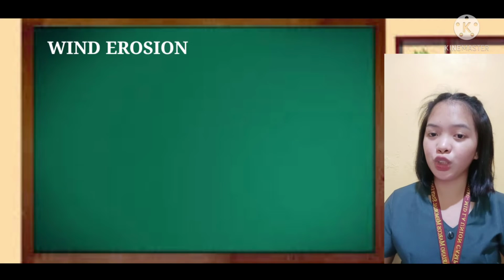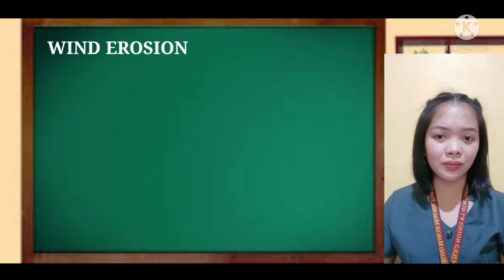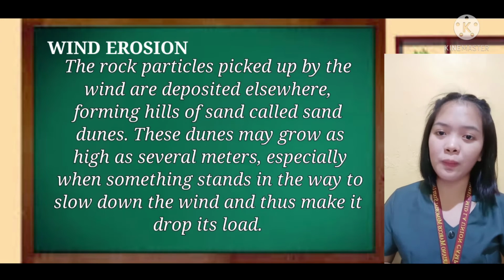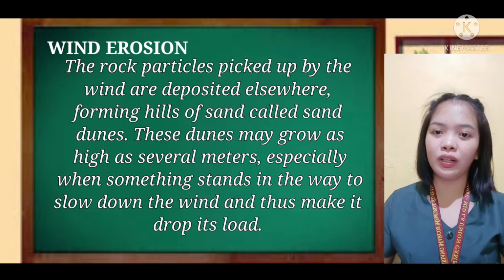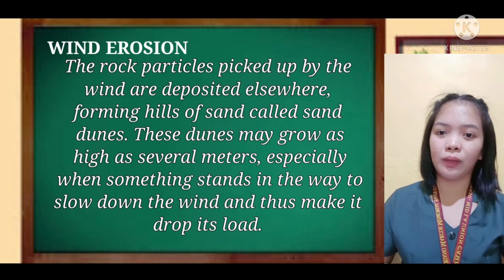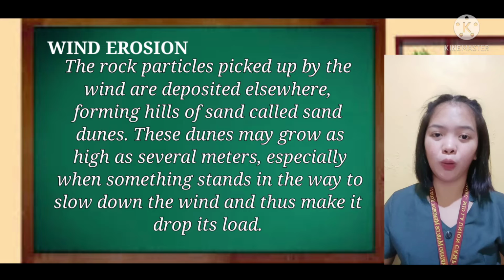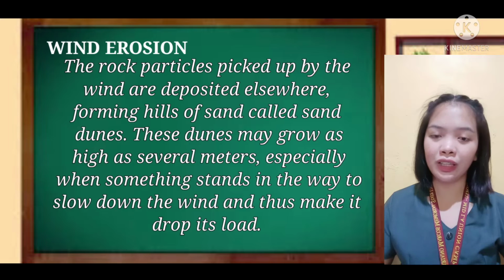Next is the wind erosion. Recall your experiences during a windy day. Did you feel the dust blown by the wind? Okay, the rock particles picked up by the wind are deposited elsewhere, forming hills of sand called sand dunes. These dunes may grow as high as several meters, especially when something stands in the way to slow down the wind and thus make it drop its load. Dunes may be blown to other places, the movement always being in the direction of the prevailing wind.